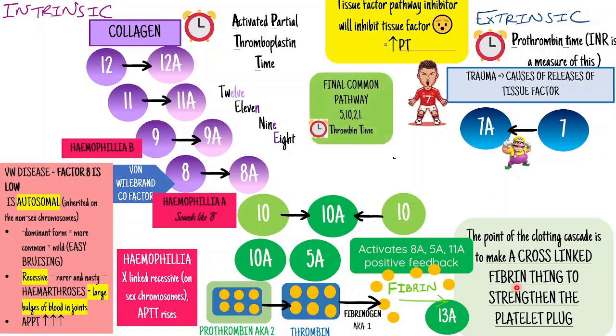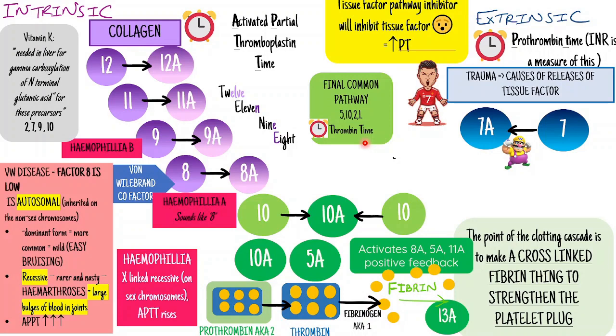Okay, the final common pathway, you can see why it's the final common pathway. It's common between both of these. This includes factors 5, 10, 2, and 1, all the way to make fibrin. And so this is measured in something called thrombin time, aka TT. Okay, we're almost done with the pathways. There's just a little bit more.